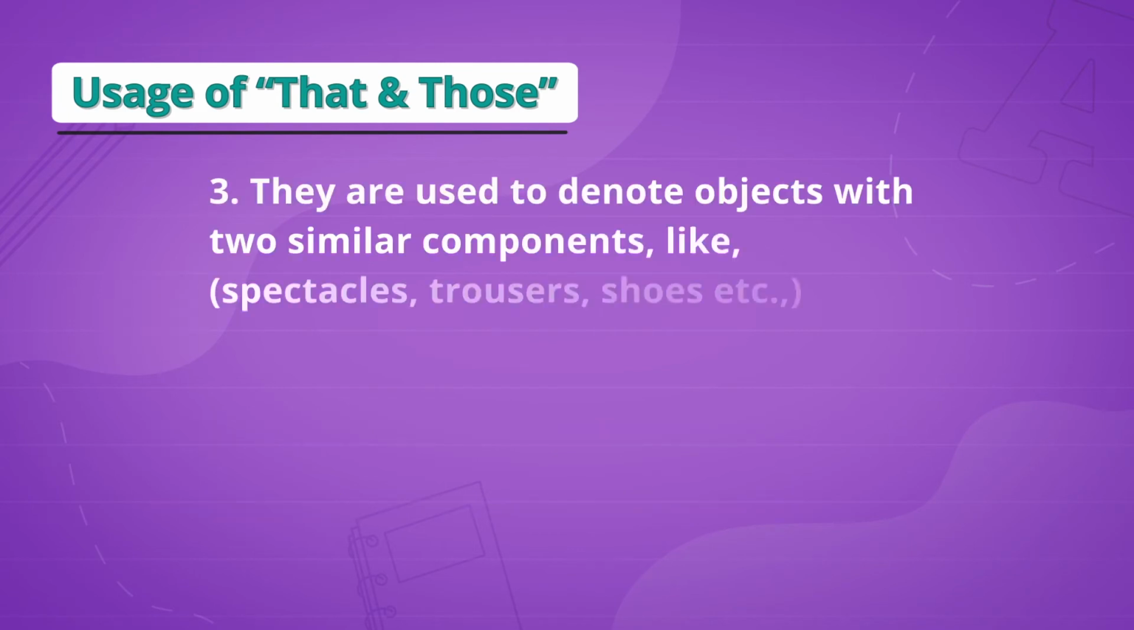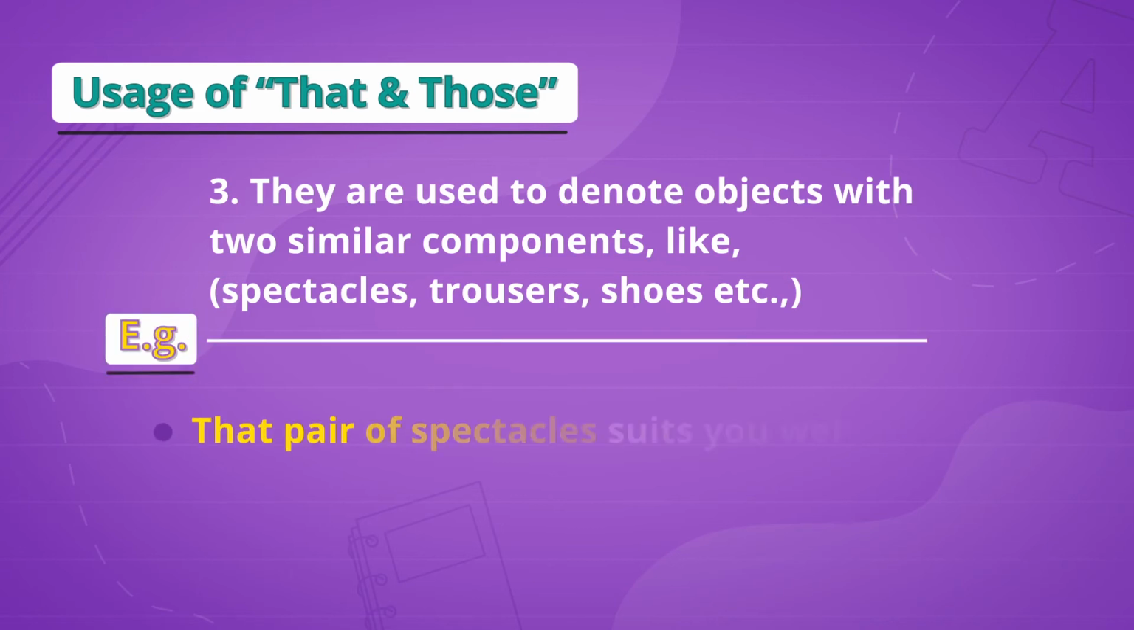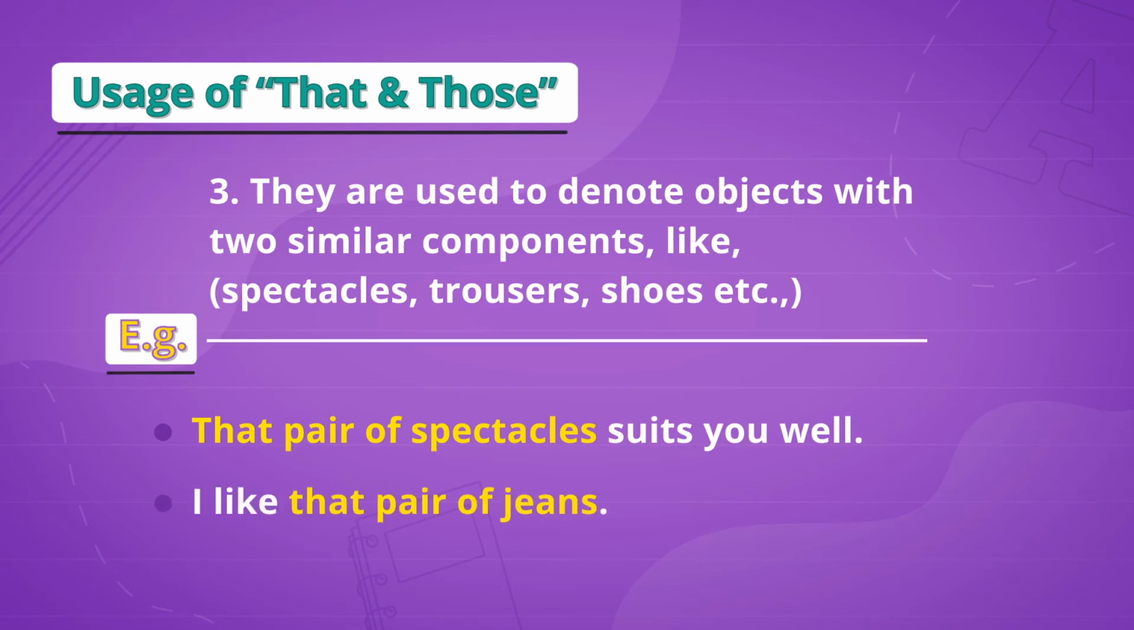Number three, they denote objects with two similar components like spectacles, trousers, jeans, shoes, etc. For example, that pair of spectacles suits you well. I like that pair of jeans, or I like that pair of trousers, etc. In these sentences, the word that denotes a single pair of the object.